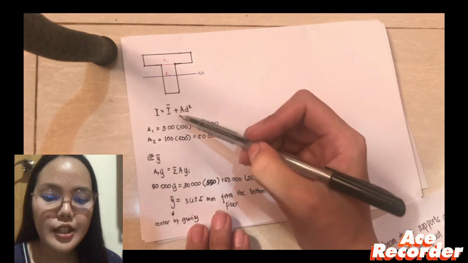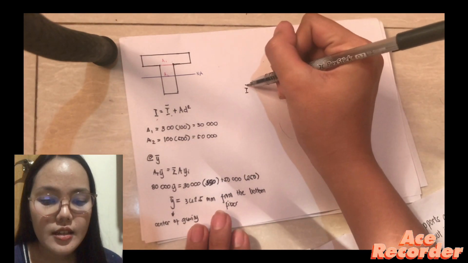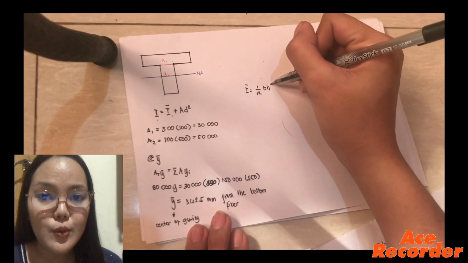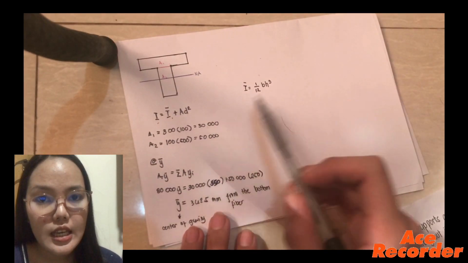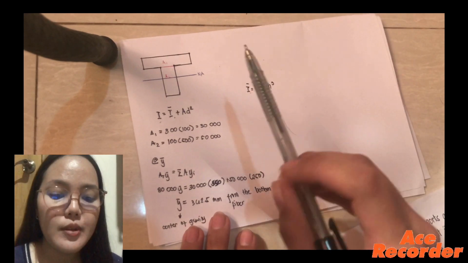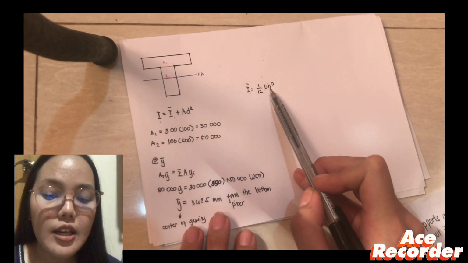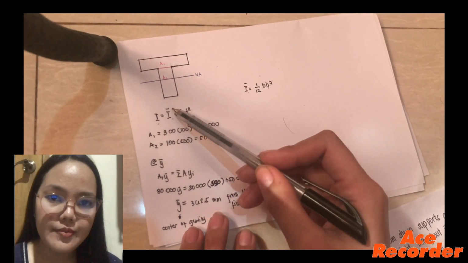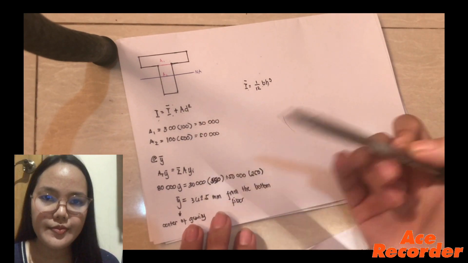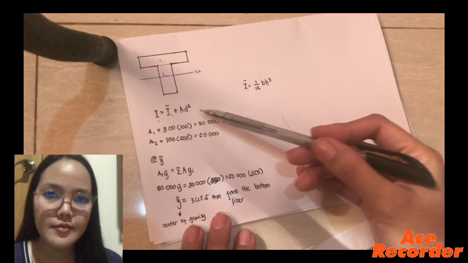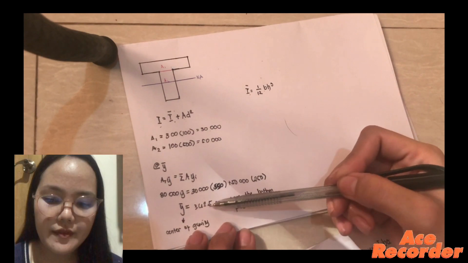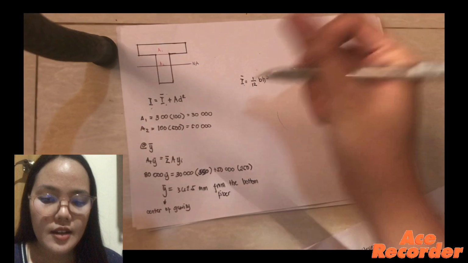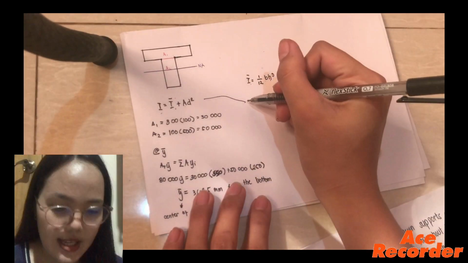Now, the formula for the I bar is 1/12 base times height to the power of 3. Now, we have the formula of the I bar. We can now calculate the moment of inertia. We have the value for the area, and for the vertical distance from the centroid of the segment.